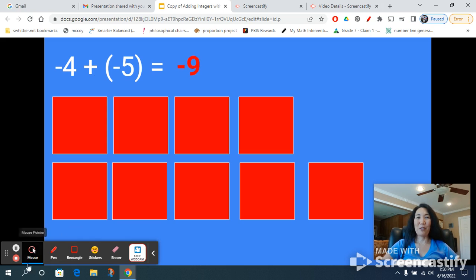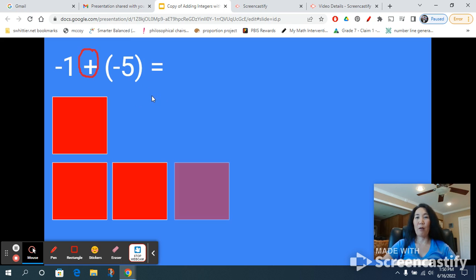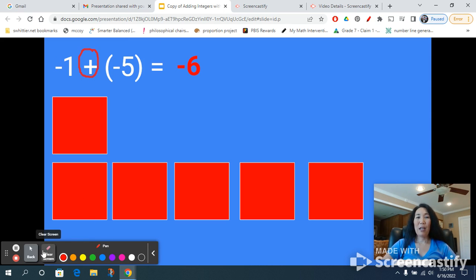Okay, let's try this one. Negative 1 plus negative 5. I've got 1 negative tile, which is red, plus 5 negative tiles, which are red. 1, 2, 3, 4, 5, for a total of 6 negative tiles. Negative 1 plus negative 5 equals negative 6. So that is how we use tiles to model adding integers.